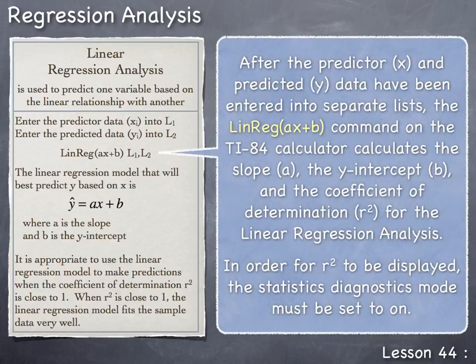After the predictor and predicted data have been entered into separate lists, the linear regression command on the TI-84 calculator, which is abbreviated LinReg(ax+b), calculates the slope, a, the y-intercept, b, and the coefficient of determination, R squared, for the linear regression analysis. Note, in order for the R squared to be displayed, the statistics diagnostics mode must be set to on. I will demonstrate how to switch the diagnostics mode to on on the TI-84 calculator. Just realize that this only needs to be done once, because once the statistics diagnostics mode is set to on, it will remain on even when the calculator is turned off.